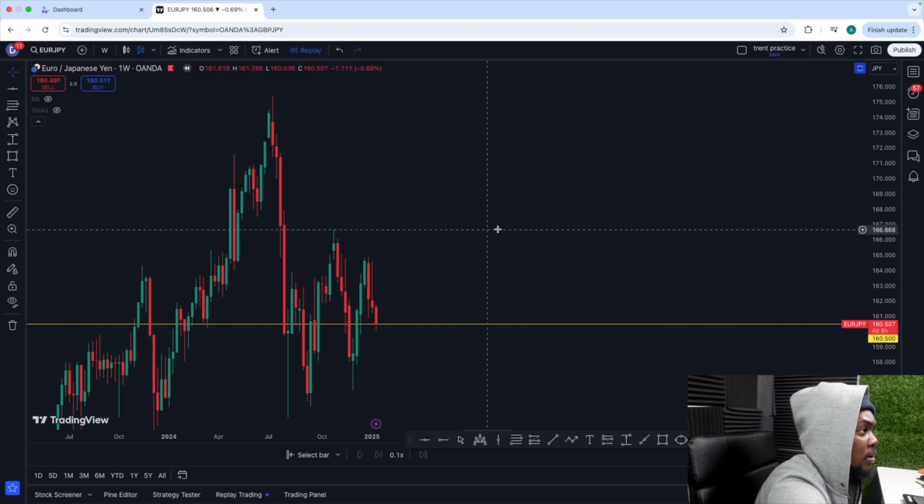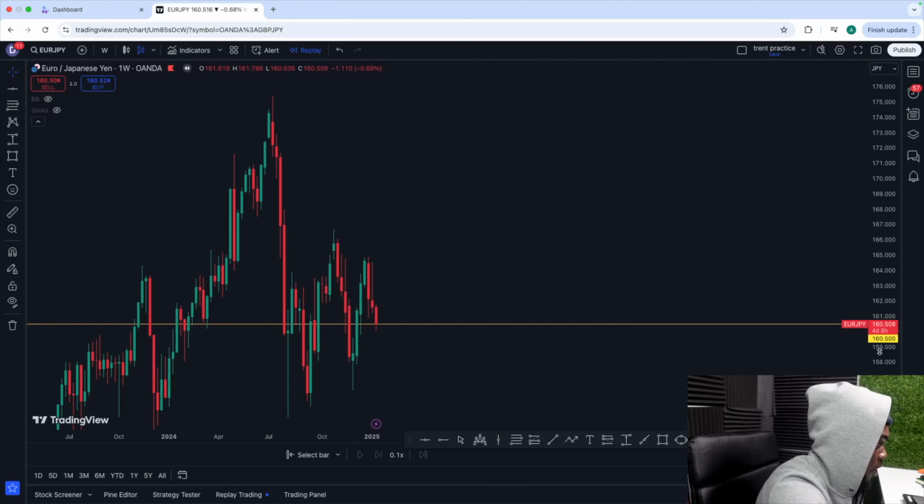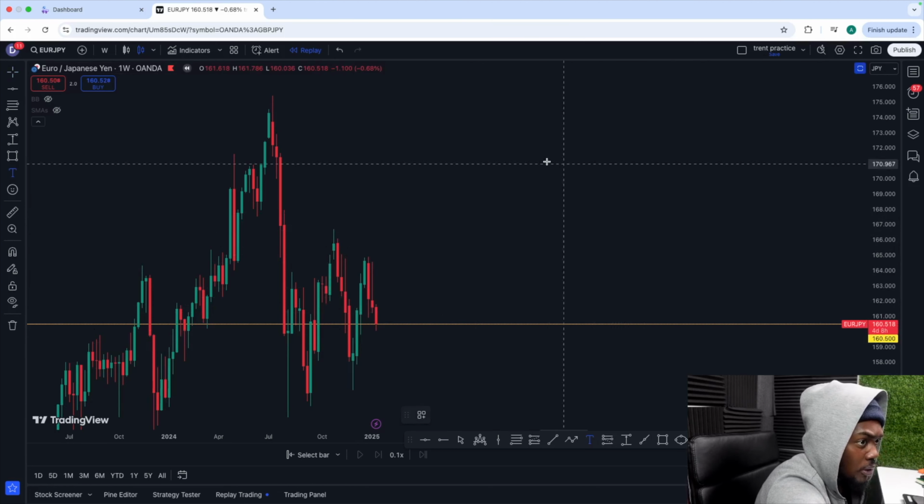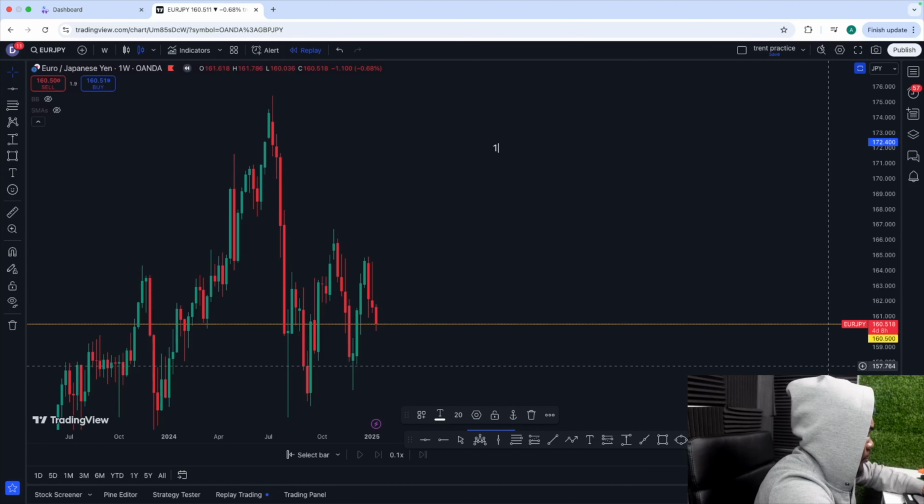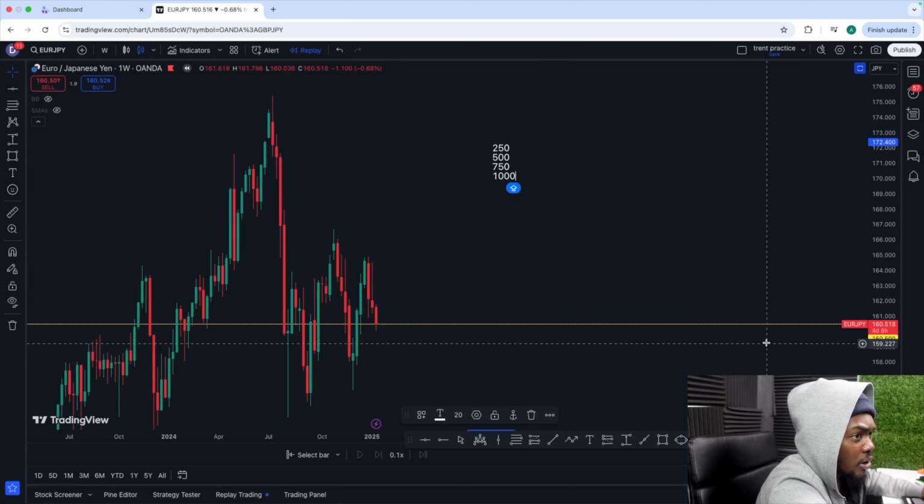So whenever you are looking for trades, your trade or price should always be at the quarter point. So a quarter point will look like this. We have the 250, 500, 750, and then any whole number, right? So if I'm looking at this price wise, 160.500 will be this quarter point.